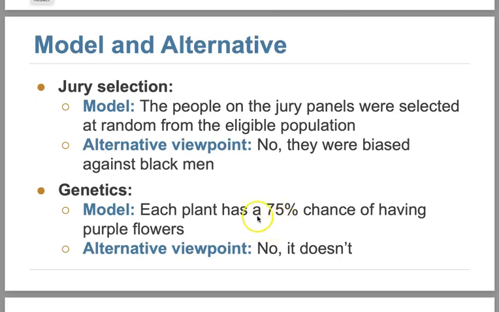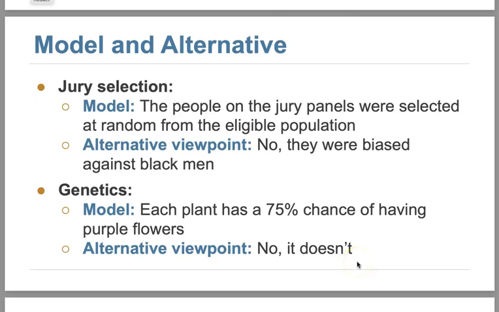Because they say the purple flower chance is 75%, our observed data, I forgot exactly the number, but out of 929, that's the observed data. Then we compare with the 75%, and they do not match. So we will accept the alternative viewpoint: no, it does not.